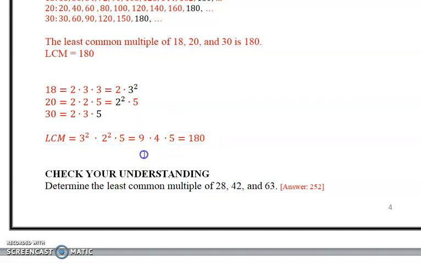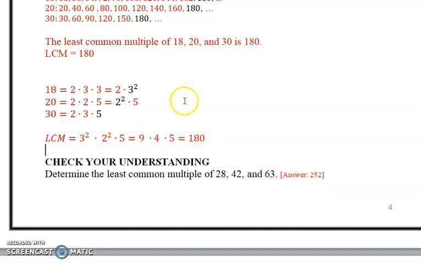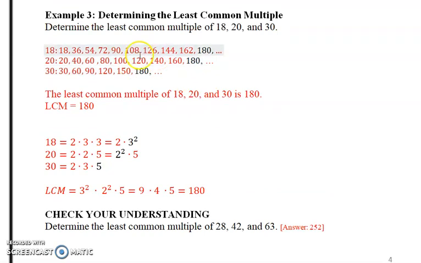So just another neat method to working on that. You can list them just using mental math, multiplying, or you can use this second method, the prime factorization method, right? Which works fine.